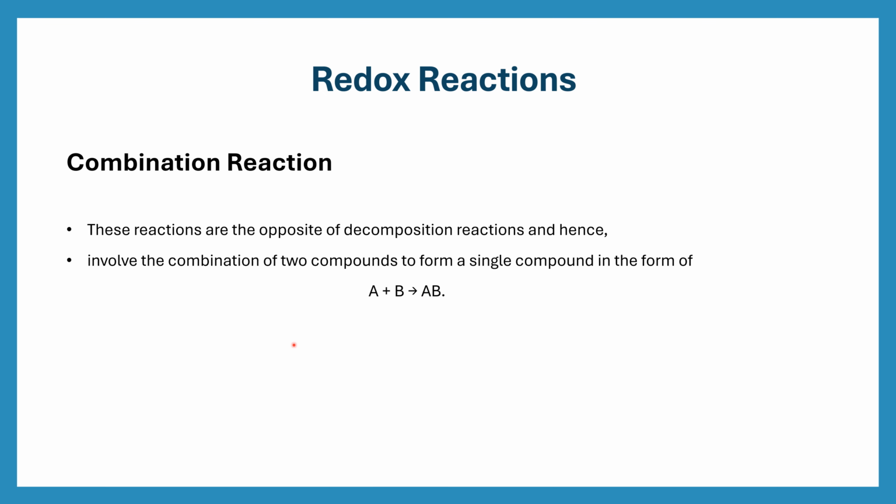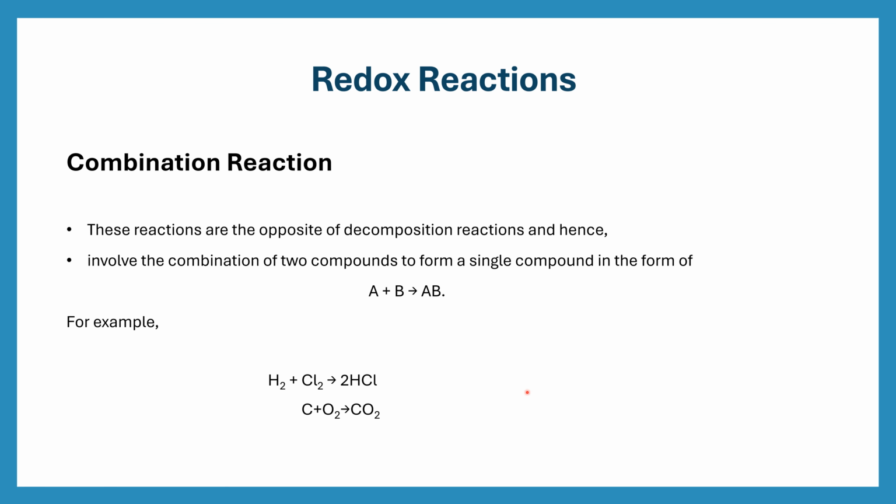So to further clarify, let us go through some examples. Here we can see that H2 and chlorine gases come together to form hydrogen chloride, which is a strong acid. Second one, carbon and oxygen are being combined to form carbon dioxide gas.